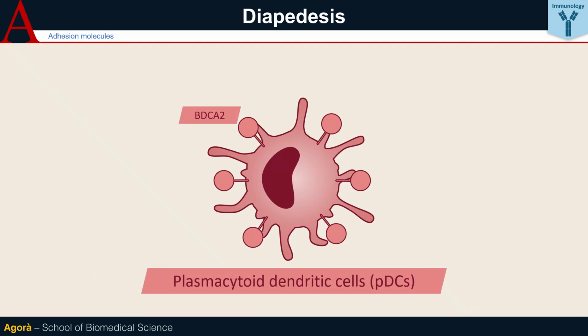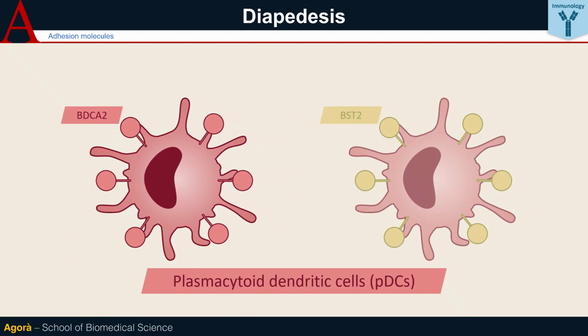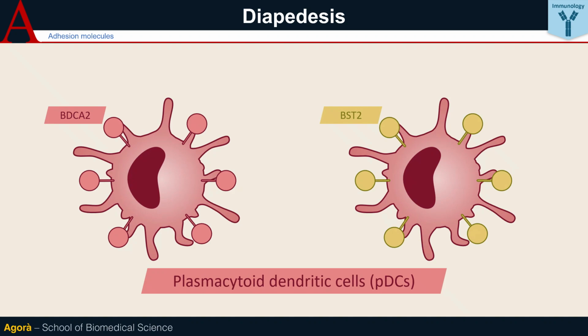Unlike cDCs, plasmacytoid dendritic cells, or pDCs, express low levels of CD11b and CD18, but can be identified by the expression of either BDCA2, blood dendritic cell antigen 2, in humans, or BST2, bone marrow stromal antigen 2, in mice.